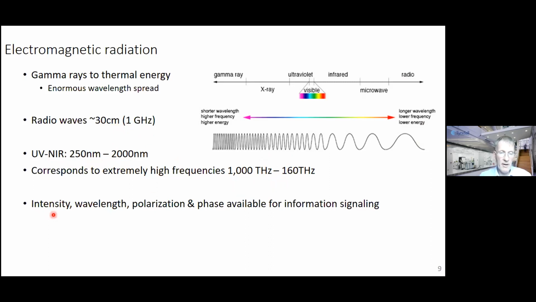You also have other features of electromagnetic waves. Obviously the intensity of the field, the wavelength of the light, the polarization, and even the phase is available for information signaling.